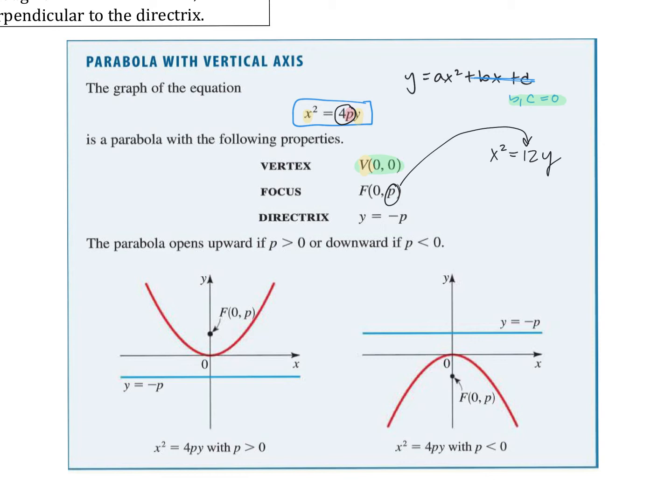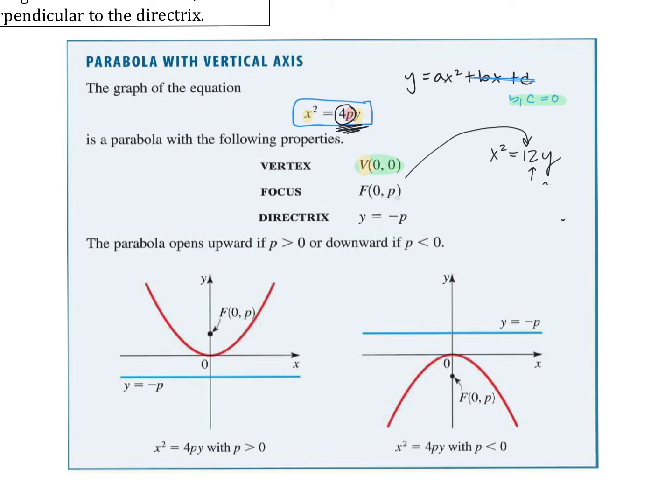So we need to rewrite this as x squared equals 4 times something. Well, 4 times what would give me that original 12? 3. So this would be 4 times 3 times y. And now that fits the correct format, so our p-value would be, in this case, the 3. Okay, so be careful with that. It's not the value right next to y.